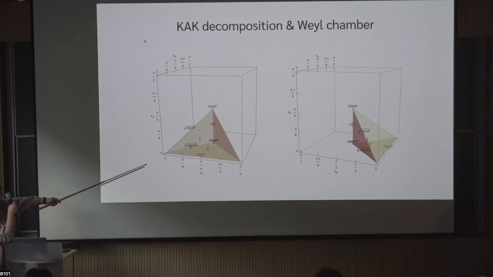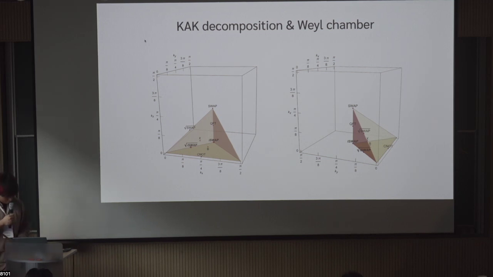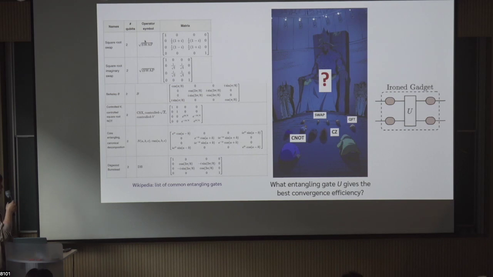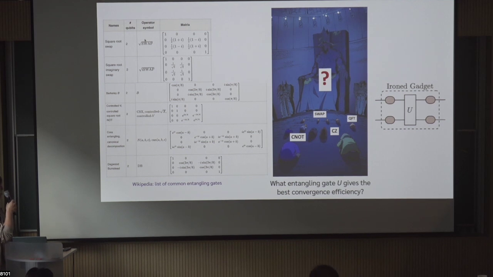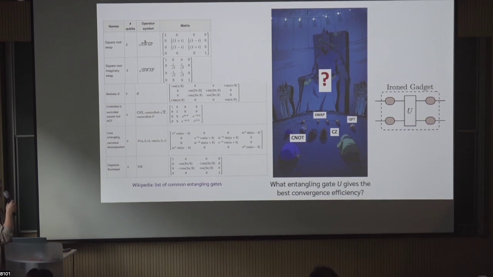So CNOT is here, the B gate, which is best for compilation, sits in the middle, and the relatively trivial SWAP gate sits on the top, and we have some other gates that we'll talk about later. Now this is a list of common different entangling gates that I pulled from Wikipedia. And here a motivating question that we are trying to answer is, now we have all those different choices of entangling gates, which of them is the best?